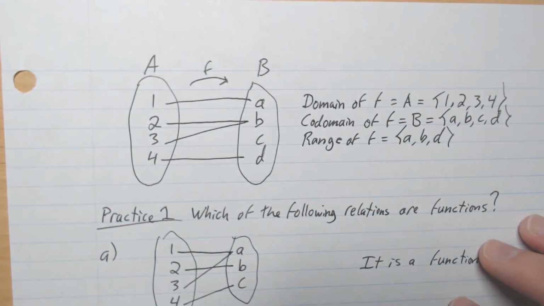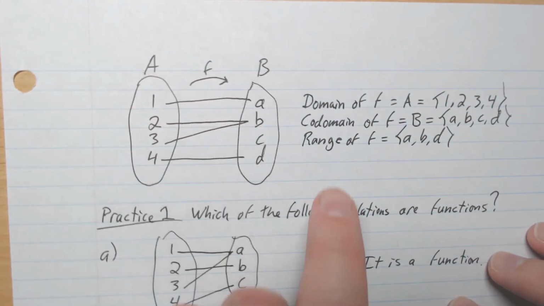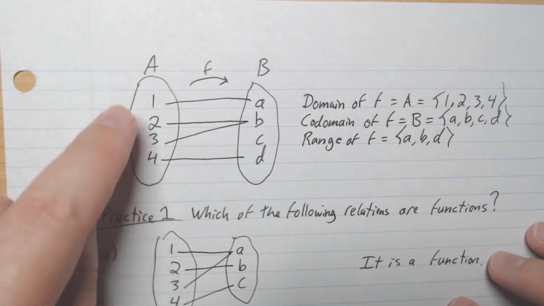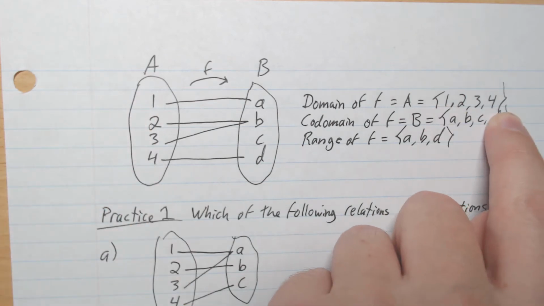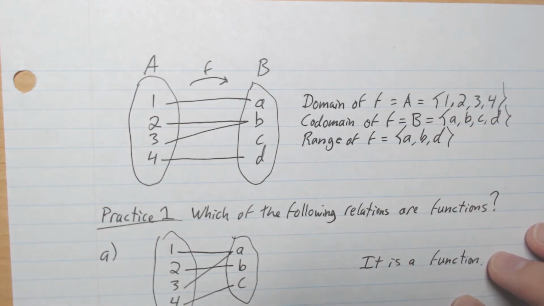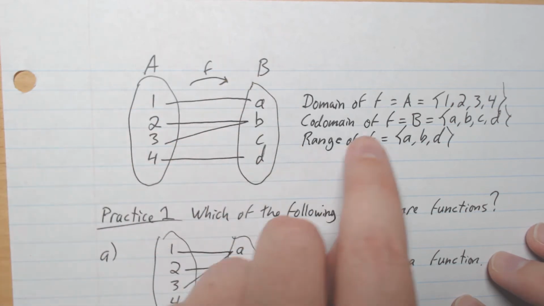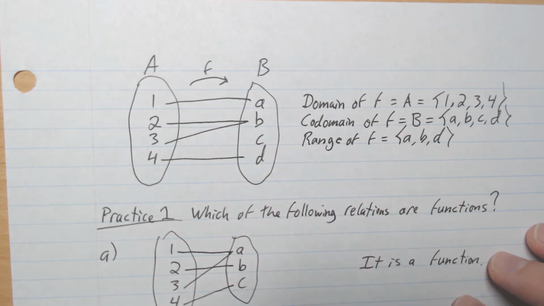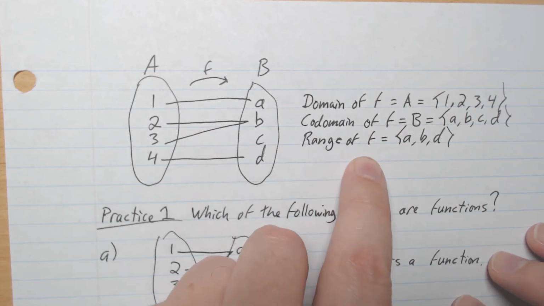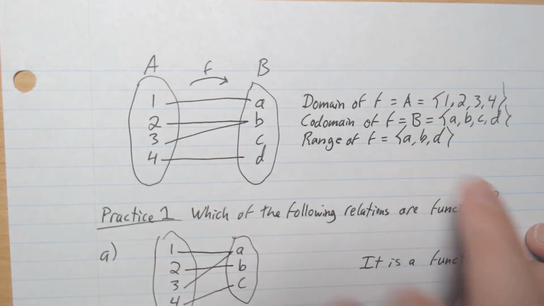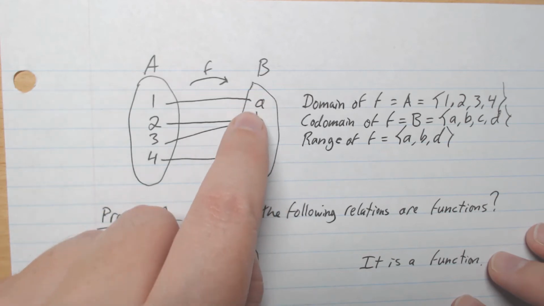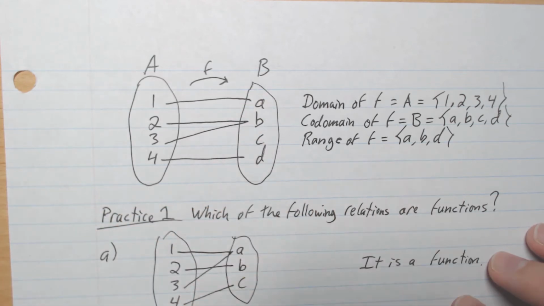Okay, so here we have our function going from A to B. The domain of f is A, 1, 2, 3, 4. That's the domain of f. The codomain of f is the entire set, so A, B, C, D. Codomain of f is the set B. And then the range of f is A, B, D. C is not being hit, only A, B, D are. So that's the range of f.